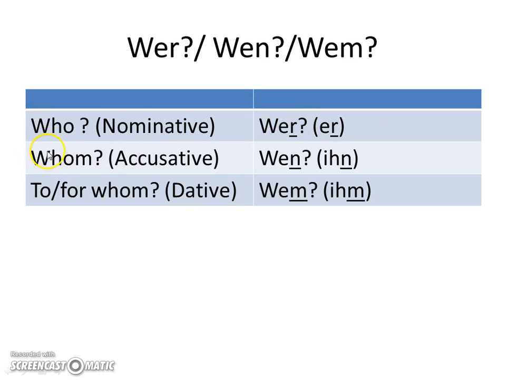Whom is a direct object in the accusative case. So, for instance, whom did you speak to? That would be wen. All right? And then finally, to or for whom, for instance, to whom did you give a gift? Wem hast du ein Geschenk gegeben? So you need to distinguish in German and in English the difference between who and whom. I've related these to some of the words for he or him. You can tell that they have the same endings, he and him, with who or whom. Okay?